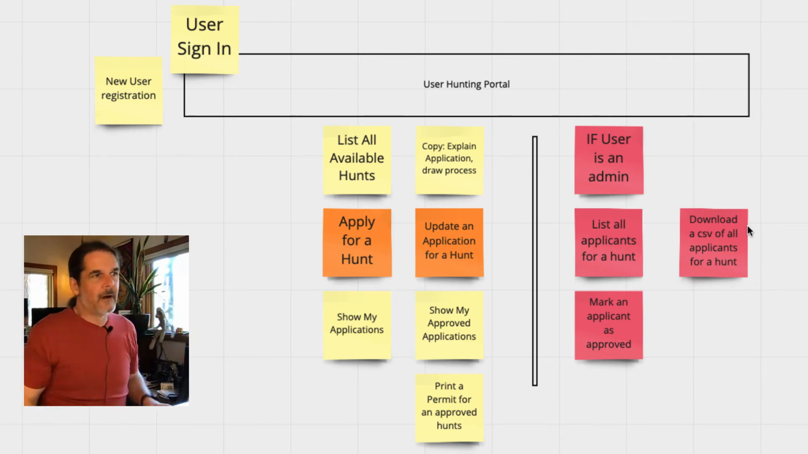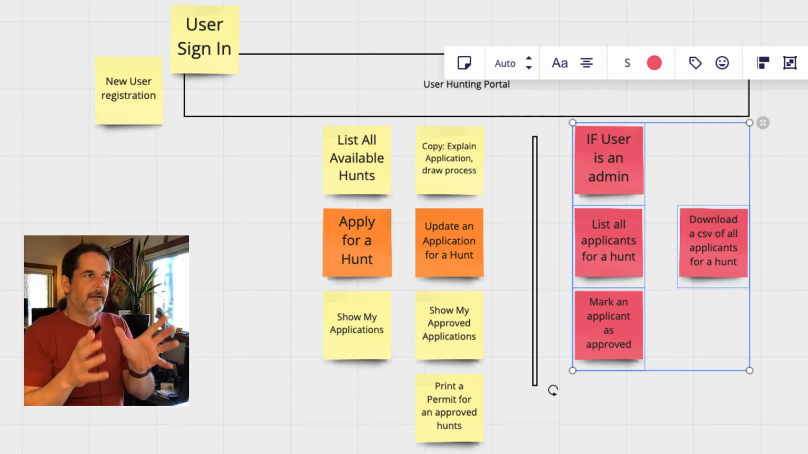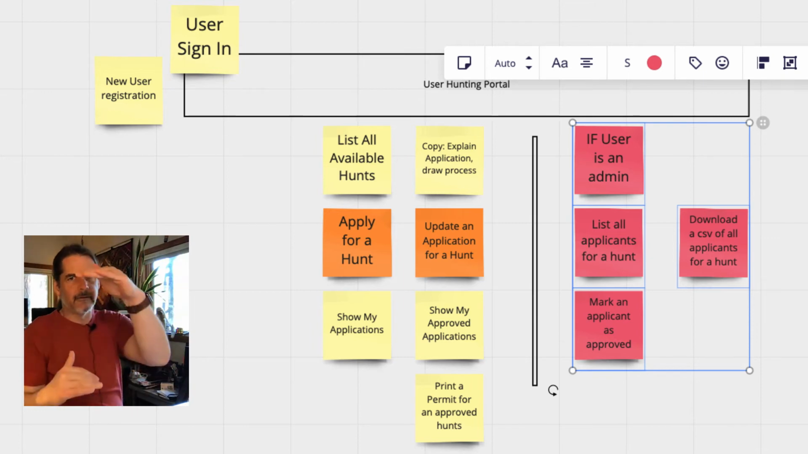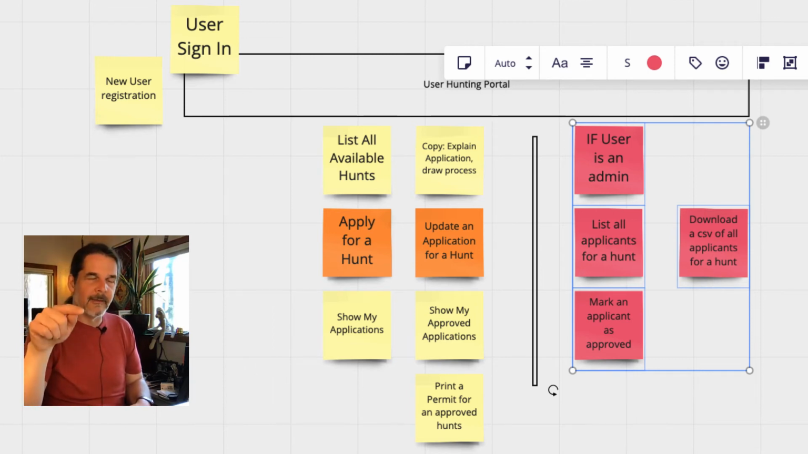The next step is for our user who's an admin. When they sign in, they're going to see a list of all the available hunts. And then they're also going to see additional information in the status for each hunt. They're going to see a column for the number of hunters that have applied. They're going to be able to download a CSV of all the applicants for the hunt. And they're going to be able to mark an applicant, as many applicants as they want, as approved. So they'll have a button that says approve this hunter, approve. Approve is the only thing on the button.